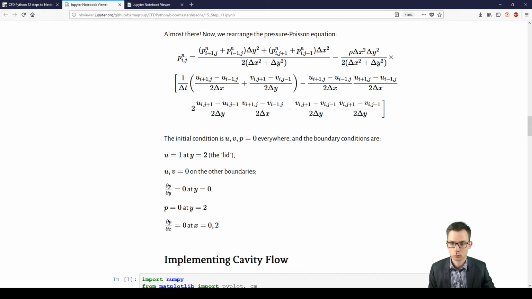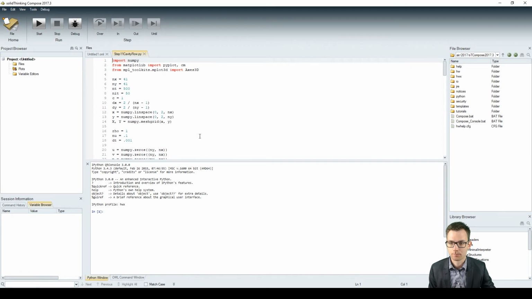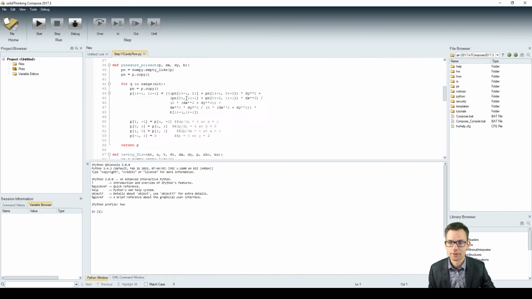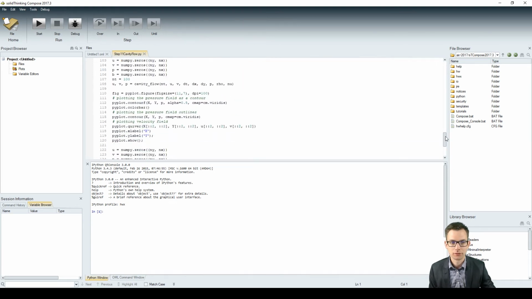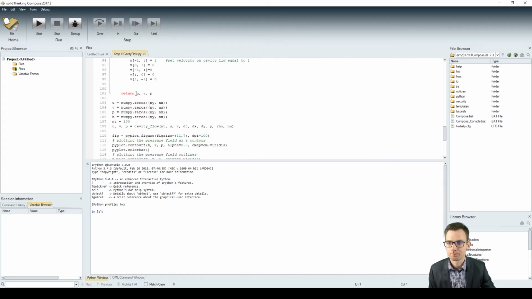Alright, now let's switch over to Compose. I like to start down here, because here's the main program implemented. So you start with just setting variables.